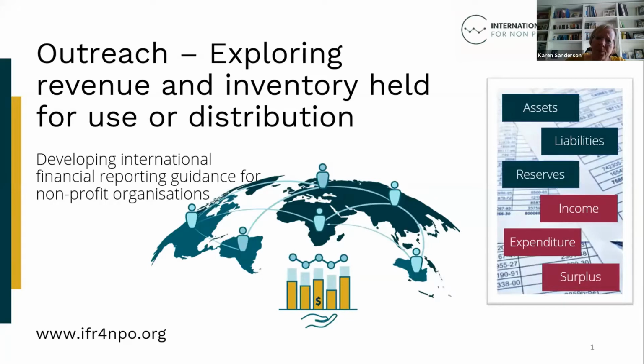This is part of a series of outreach events for the International Financial Reporting for Non-Profit Organisations consultation paper. Today's webinar is about non-exchange revenue and inventory held for distribution. These are issues papers 3 and 6 in part 2 of the consultation paper. The objective of today's seminar is to familiarise you with the content of these papers and hopefully give you confidence to respond to the consultation paper.